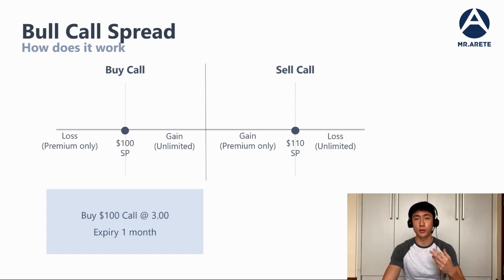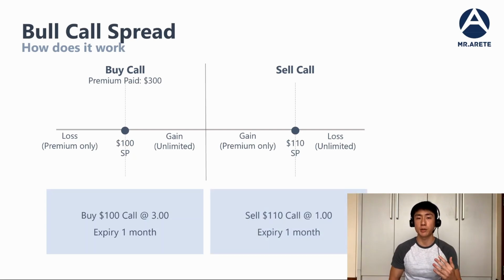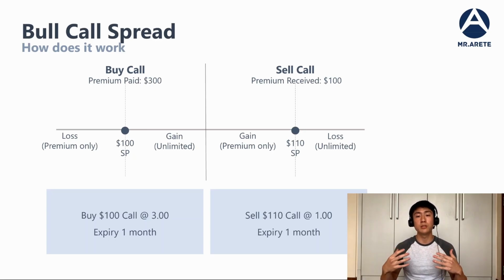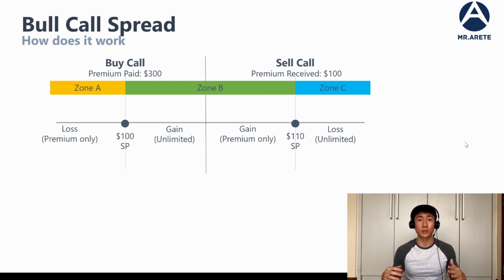Assuming we bought a $100 strike price call contract, and for that we paid a $300 premium, and we sold at the same time a $110 strike price call option, and for that we received a $100 premium. Both contracts have the same expiry of 1 month. So what this means is the net premium that we debited or paid is essentially minus $300 plus $100, which is minus $200. Alright guys, so now I'm going to run you through the different scenarios that can happen. For that, please pay closer attention because there's some math involved.